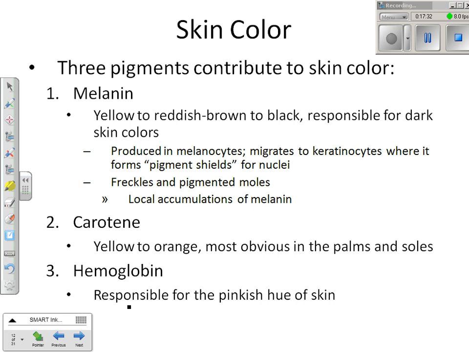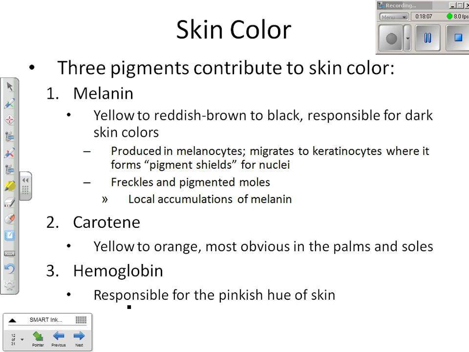The melanocytes produce the melanin, and they migrate to the keratinocytes to protect them. So that pigment shields the DNA of these keratinocytes. So it's very protective so that you don't get cancer. Remember, we need to lessen our exposure to the sun. Also, freckles and pigmented moles that you see on your body are usually where the melanin has accumulated. So that pigment accumulates and makes a mole or a freckle.